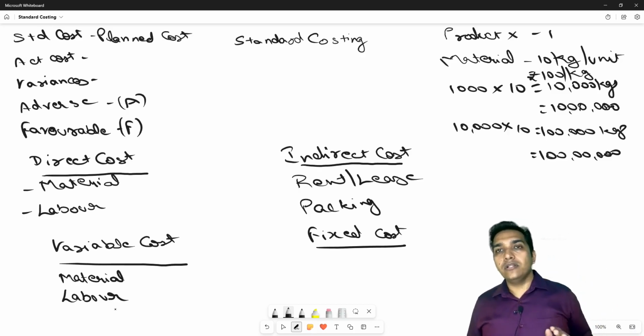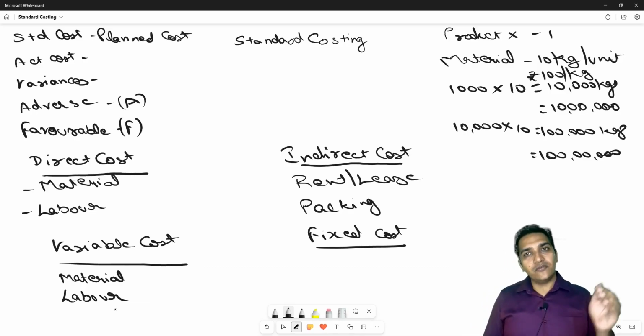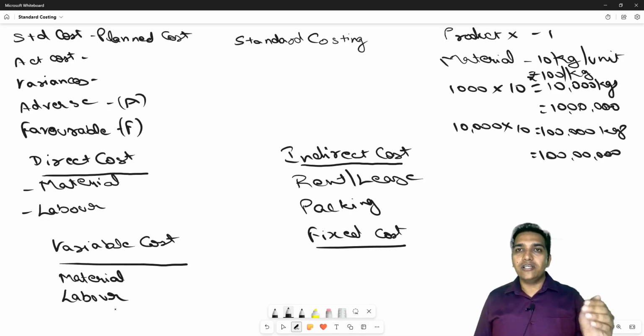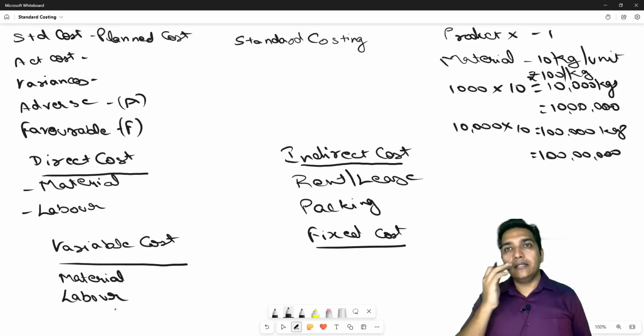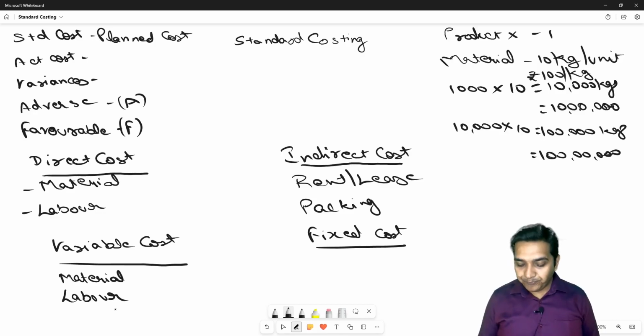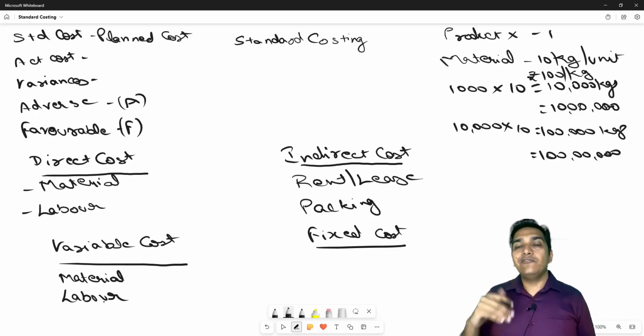The other way around is also true. That is, variable cost will have direct and indirect cost. Fixed cost will have direct and indirect cost. Now, coming to rent or lease. What is the nature of rent or lease? Rent or lease is fixed in nature.